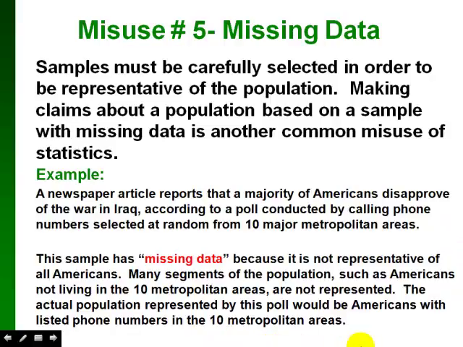A newspaper article reports that a majority of Americans disapprove of the war in Iraq, according to a poll conducted by calling phone numbers selected at random from 10 major metropolitan areas. So this poll is claiming to represent all Americans. The problem with it is that the sample was only selected from people with phones in 10 major metropolitan areas. That means that this sample really doesn't represent all Americans. For example, some of the missing data would be people in rural areas, people that weren't in one of the 10 major metropolitan areas. Also, it wouldn't represent people without phones.